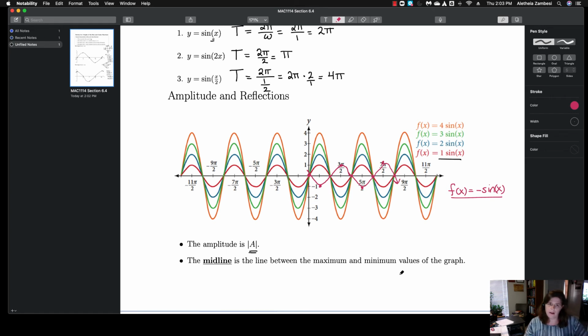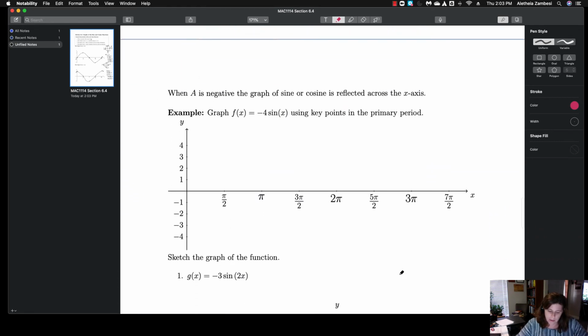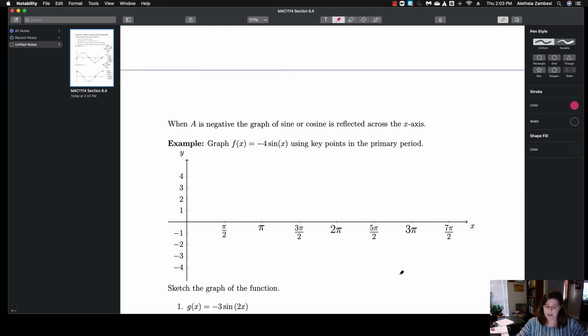Now the midline is the center of the graph. So if you have a function that's shifted up or down based on your b term, that midline shifts and it's like a faux x-axis. We will go over some with midline shifts in section 6.6. For today, we're going to graph some basic functions that have a shift in amplitude, potentially a reflection over the x-axis, and an adjustment in the period.